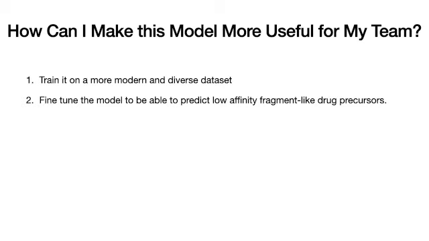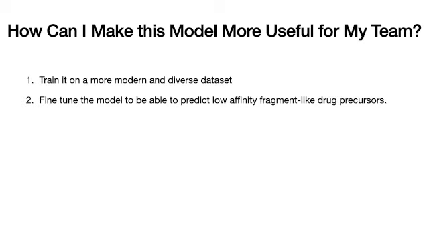The paper was published in 2018. The data sets that they used to show that their model was working were published before that in 2011 and 2014. Lots of things have happened in drug discovery since then. So I wanted to see if I could make this model better by training it on a more modern data set to be more applicable to current day drug discovery.